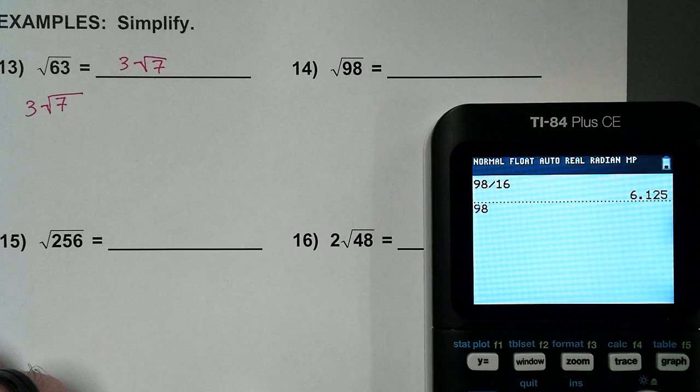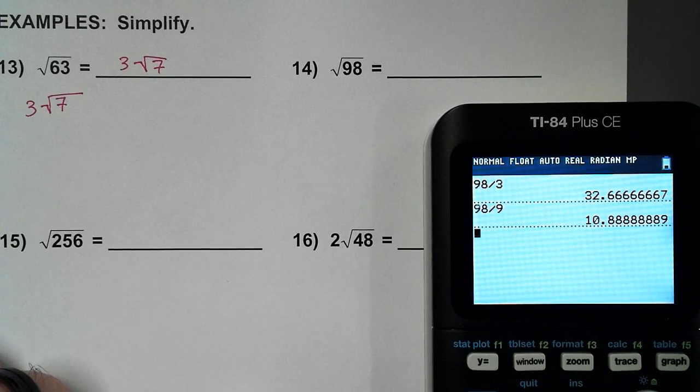98 divided by 36. Nope, that doesn't go in there. What about divided by 3? Or sorry, 98 divided by 9. Nope, that doesn't go in there. So we just keep trying until we get one that works.